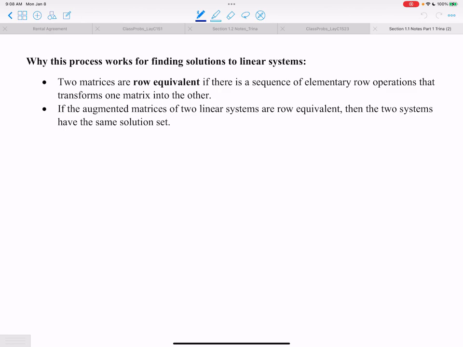The last thing I want to point out is why this process works. Just like with using elimination, we can use these manipulation techniques. We call them elementary row operations. We say that two matrices are row equivalent if you can get one from the other by using these elementary row operations. And if two are row equivalent, then they have the same solution. So in other words, when you apply these elementary row operations, you're not changing the solution.